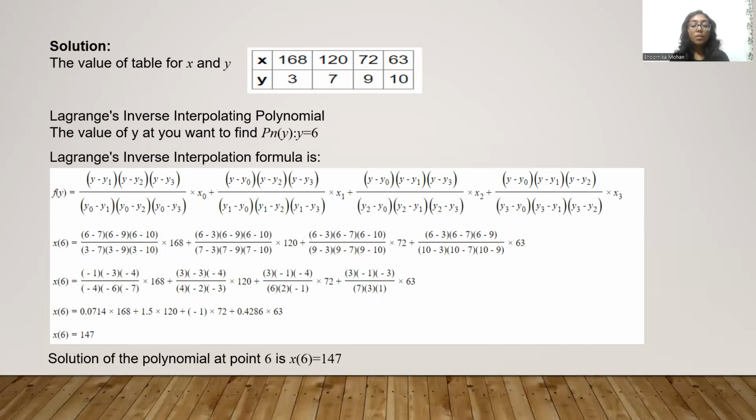X of 6 becomes 0.0714 into 168 plus 1.5 into 120 plus minus 1 into 72 plus 0.4286 into 63, which gives x of 6 equals 147. So the solution of the polynomial at point 6 is x of 6 equals 147.